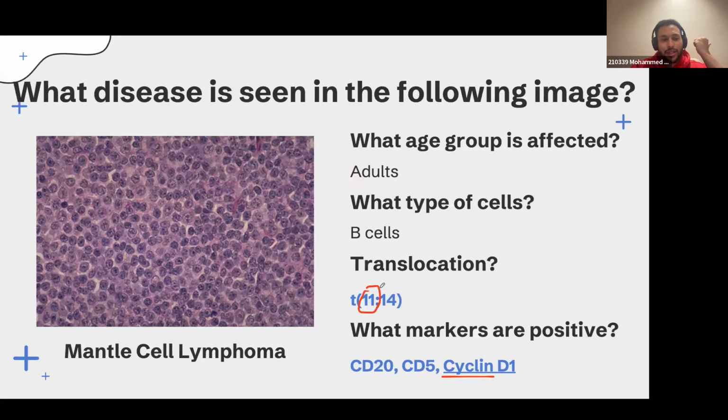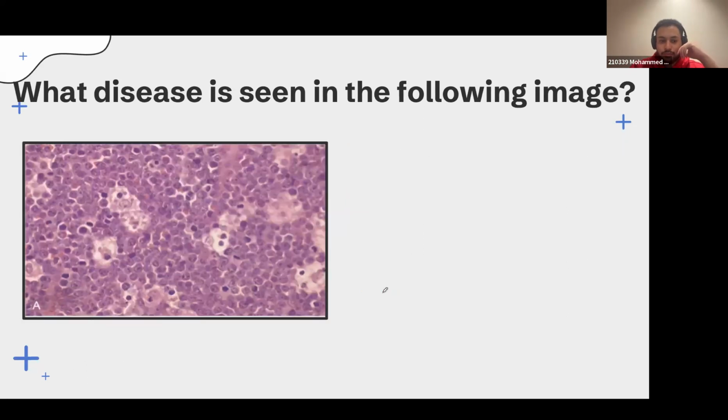I already mentioned it. Ig heavy chain. It's overexpressed and gets translocated. Cyclin D1 is now overexpressed. It's going to push the cell from G1 to S phase and keep the cycle going. So this means there's high proliferation. That's what causes mantle cell lymphoma. Remember these markers. Remember this translocation very well. Okay, next one.